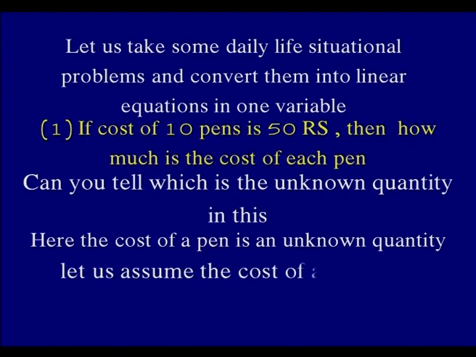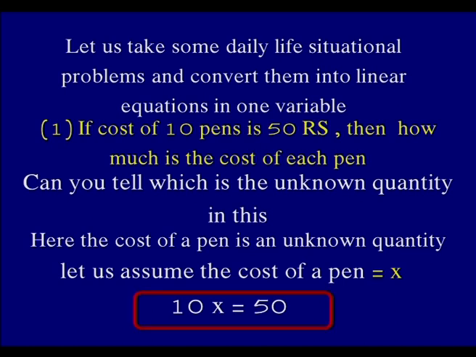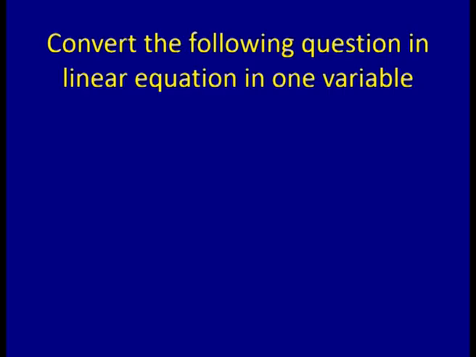Let us assume the cost of a pen is equal to x. By this, for the 10 pens, it becomes 10 into x is equal to 50. Observe this, it is a linear equation and it contains one variable. So, it is called a linear equation in one variable. Now, we will discuss the second question. Convert the following question into a linear equation in one variable.